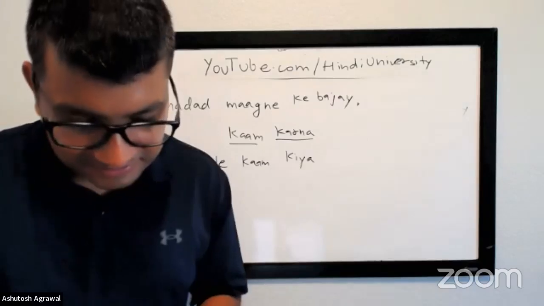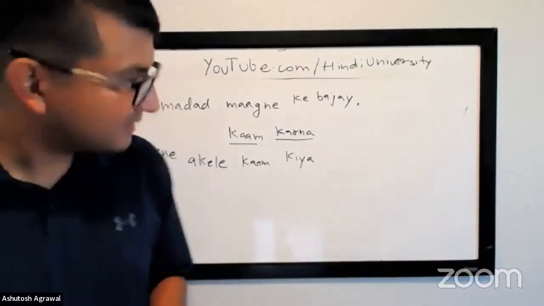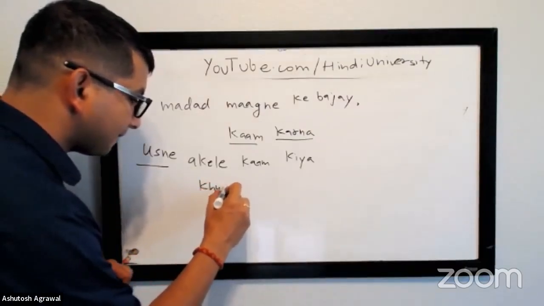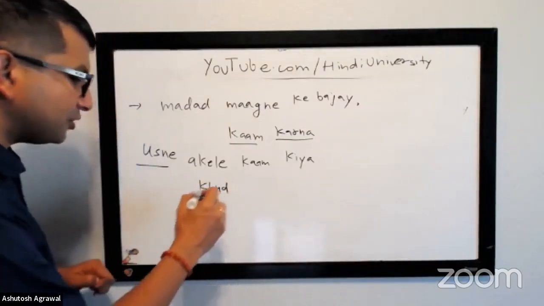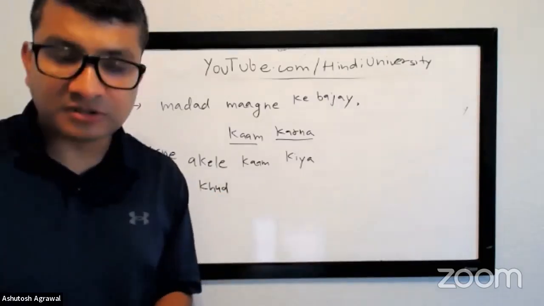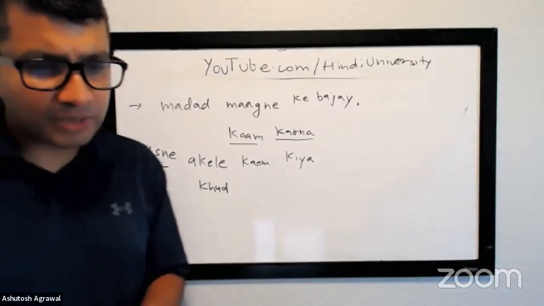Can I ask a question? Akele means alone, right? Instead of saying by himself, shouldn't you say apne aap? You can say उसने खुद also. You can say उसने खुद सब किया. I mean variations, right? उसने अपने आप काम किया. All of those you can write out.